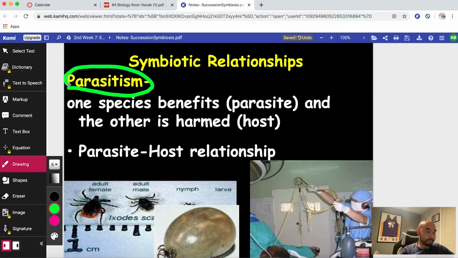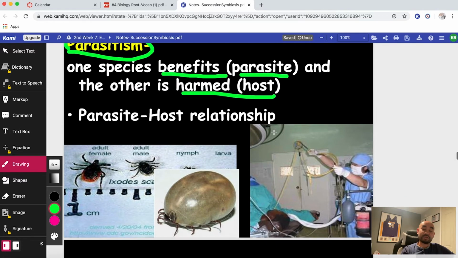And moving down, our second type of relationship is what we call parasitism, right? You've heard of a parasite. Does it sound like a good thing or a bad thing? Probably a bad thing, right? When somebody compares someone to a parasite, it's not good. Because parasitism is a relationship where one species benefits, and that species is called the parasite, and the other is harmed. The host is harmed, okay? And this is what we call a parasite and host relationship.